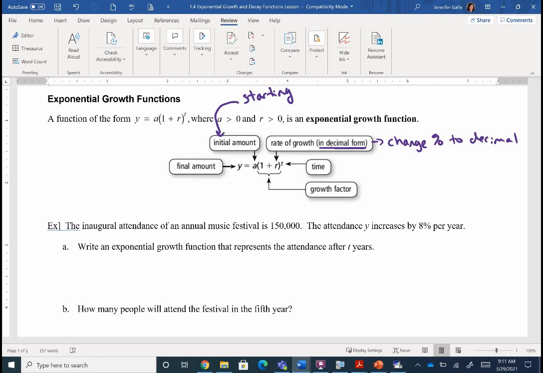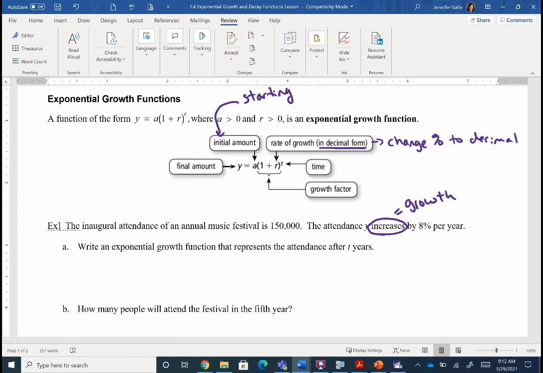So we have the inaugural, or first year, if you will. Attendance of an annual music festival is 150,000 people. The attendance, which we're going to represent with y, increases by 8% per year. The fact that we are increasing equals growth. If we are increasing, we are growing. So Miss Golly, how would I know this is the one to apply? We're increasing by a percent. We're increasing or we're growing by 8%.